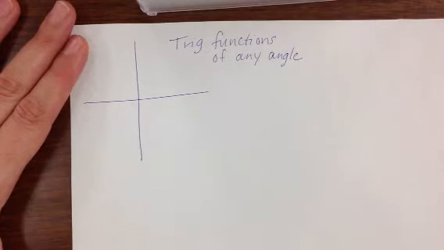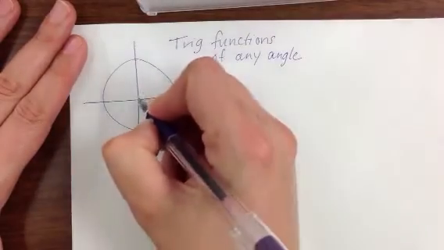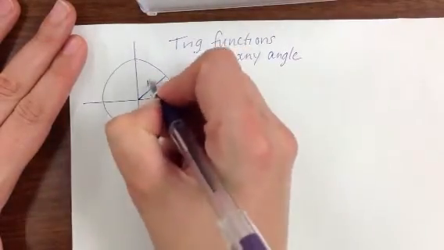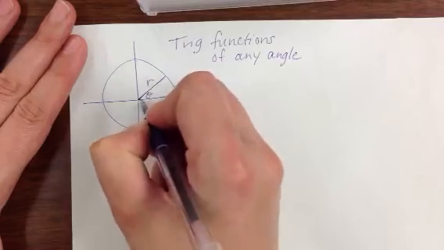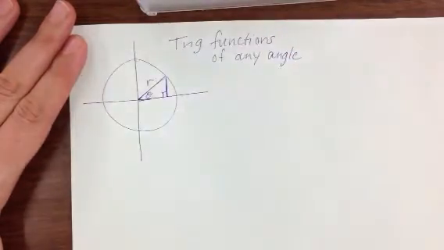So far, we've looked at the trig functions of acute angles. Today, we're going to look at the trig functions of any angle. And so I have a coordinate plane here, and I'm just going to draw on my circle where I know here this would represent my radius. Call this angle theta. Let this be my initial side. I'm going to drop my 90-degree angle so I can use my trig functions.